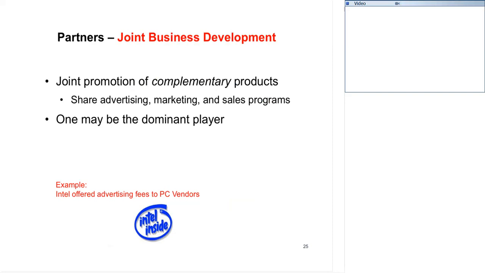So we can talk about joint business development. Intel's a good example of that, where they offered products complementary to, say, Microsoft's operating system. So Intel and Microsoft would jointly advertise, jointly market, and jointly sell to get PC vendors to use the Wintel combination inside of their computers.